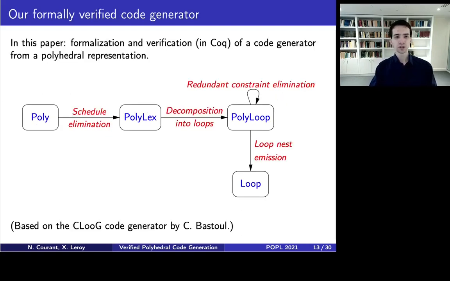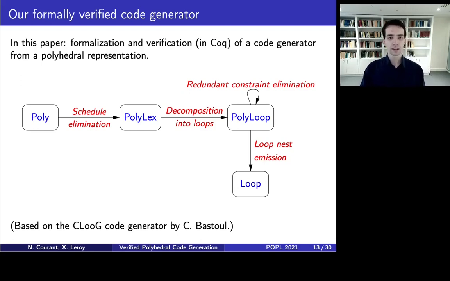Our contribution is a formally verified code generator, verified in Coq, which takes as input a polyhedral representation and as output produces an imperative program, and is completely formally verified to be correct and semantics preserving.